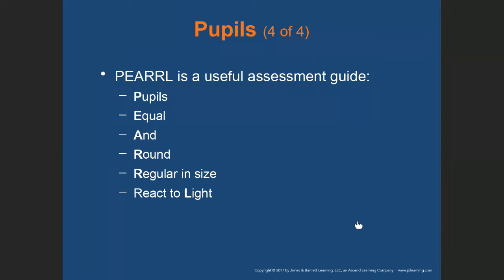And the pupils work together. So if you shine a light in the right pupil, when the right pupil constricts, the left pupil must constrict at the same time because they work together. The nerves work in pairs.